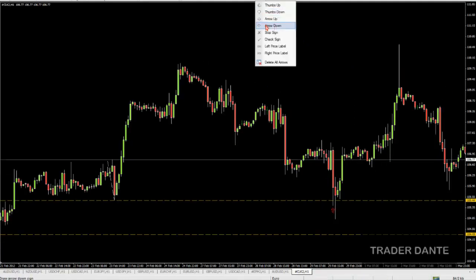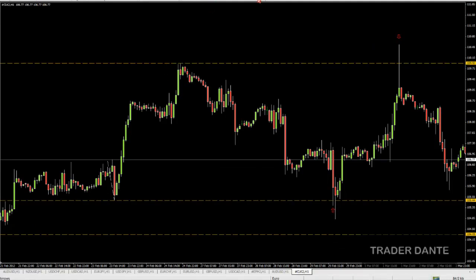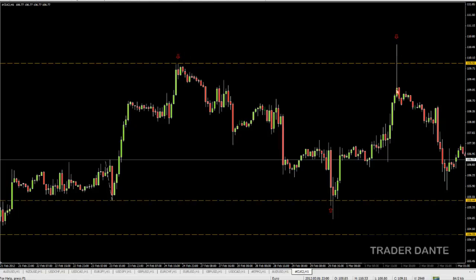Now, I would have been all over this, again, if the wick hadn't been so big. Look at that. I mean, you can't get much nicer than that for a failure bar. Again, that was news-based as well.